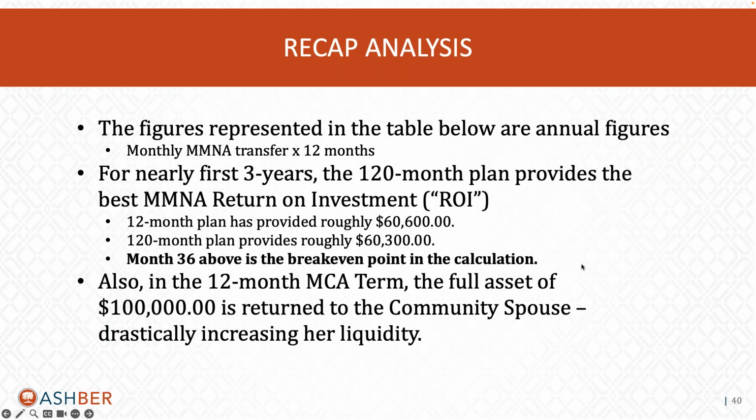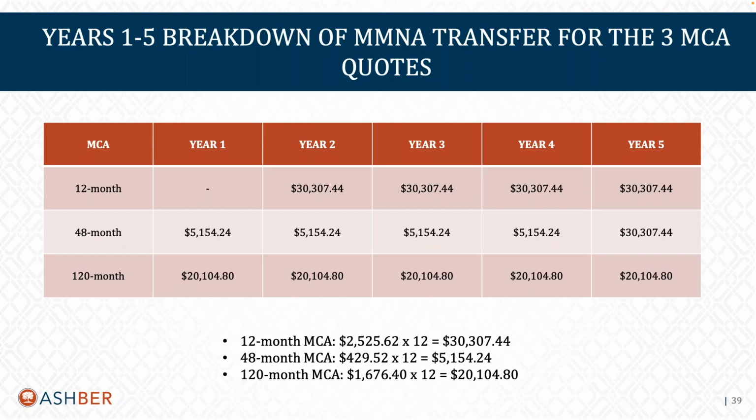So for the first 3 years, if you look solely at the MMNA figures, the 120-month plan provides the best return on investment. However, when we get to month 36, that's essentially our break-even point, our pivot point, where the 12-month plan becomes better. Because if we go back a little bit, these numbers are 60,600 and then the 60,300. I'm going to go back and show you how I got those. I got those by adding up for the 120-month plan these 3 years. And then for the 12-month plan, I added these up.